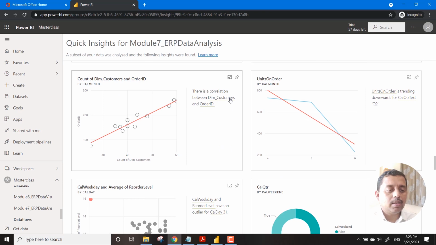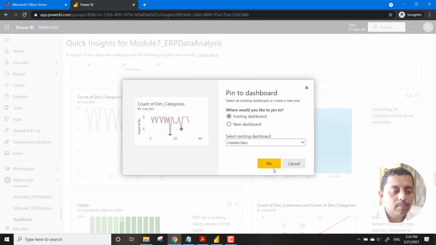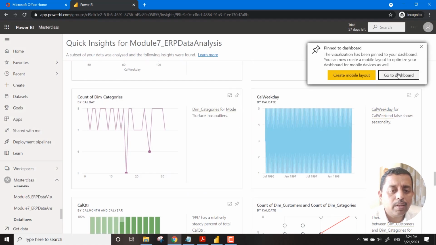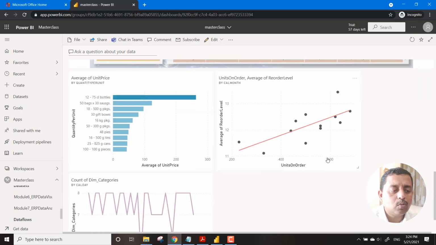Maybe you can see there's a correlation between the customers, and then you can see that there is categorical detail based on the surface. Surface means surface mode I'm talking about. That is also one of the cases which is not attached. So I can just go to the dashboard now, and I can see all these phenomena over here.